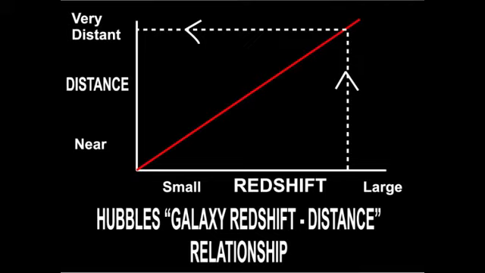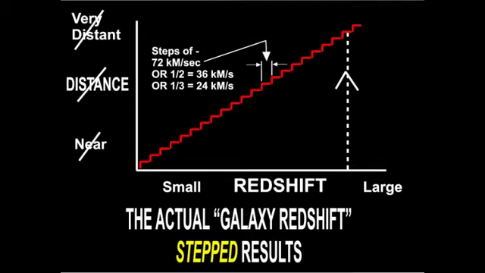If redshift is a measure of distance, then there should be a straight line correlation between these two measurements. In 1976, Tift accurately measured redshifts, and he found that they were in distinct steps of 72 kilometers per second, or half of this value, 36 kilometers per second, or one third, 24 kilometers per second. This showed yet again that redshift was not a measure of recession, but of something else.